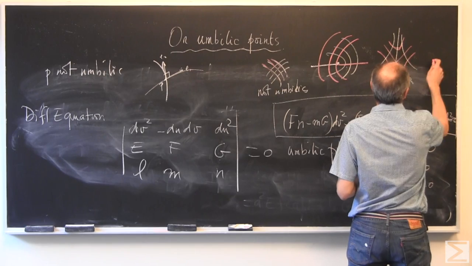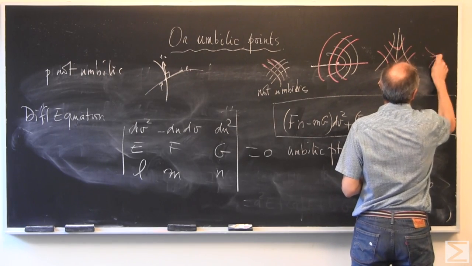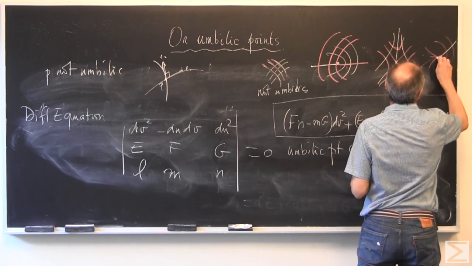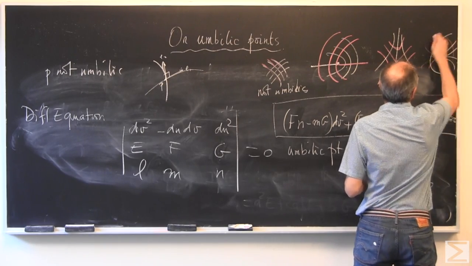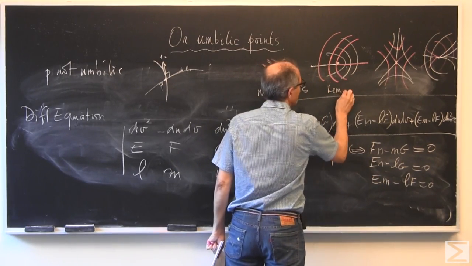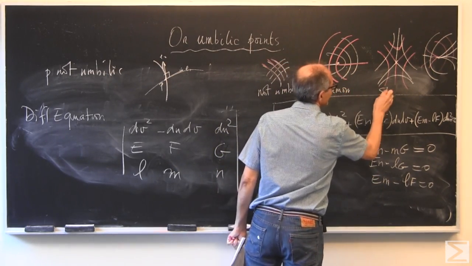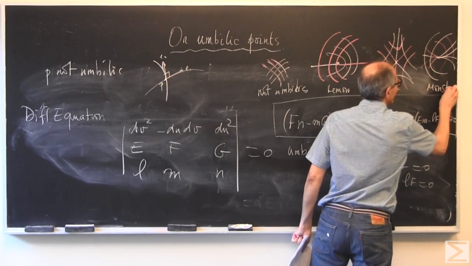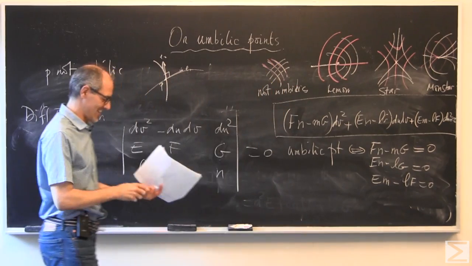And these are the lines of curvature at the generic cases. This is called Lemon, by Porteous, Star, Monstar. Okay, so these are the lines.